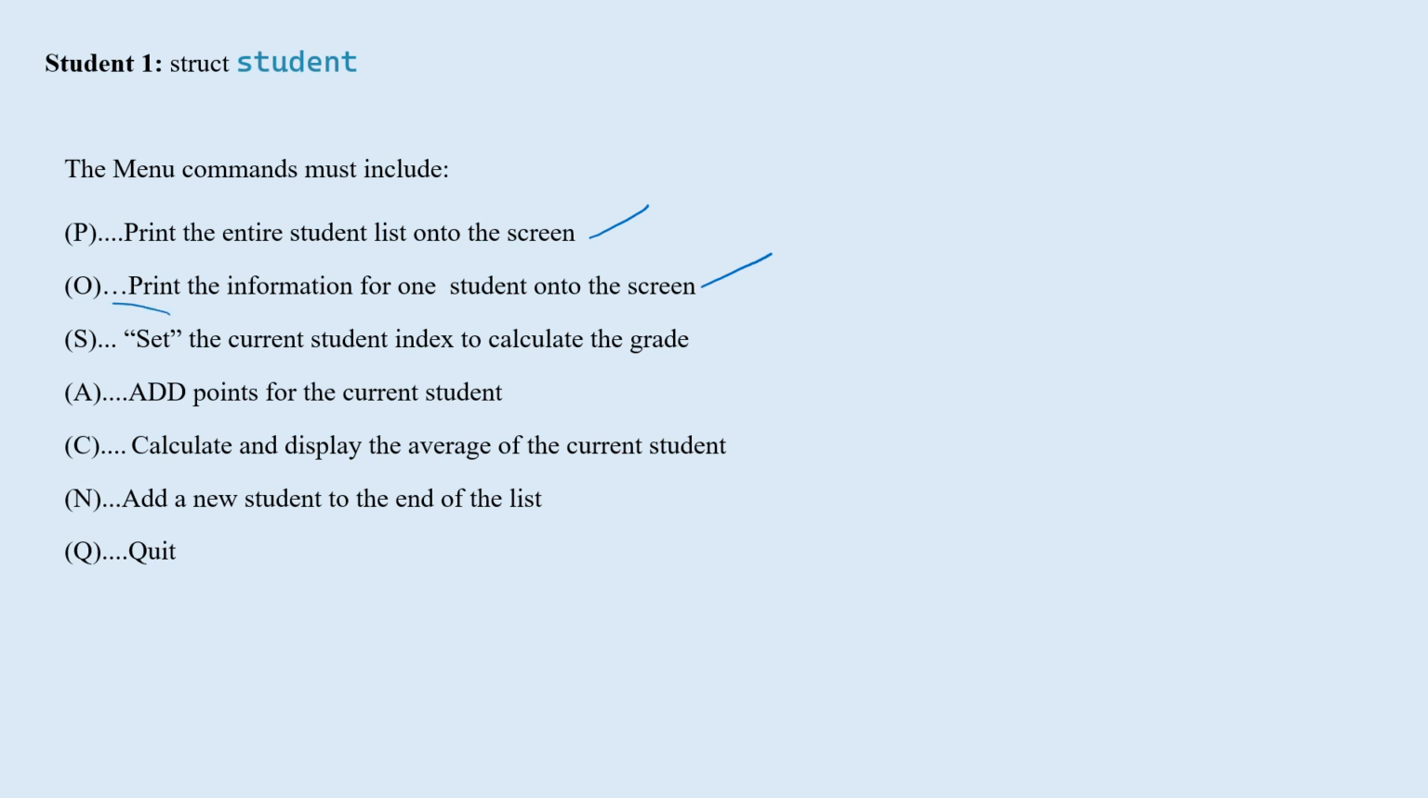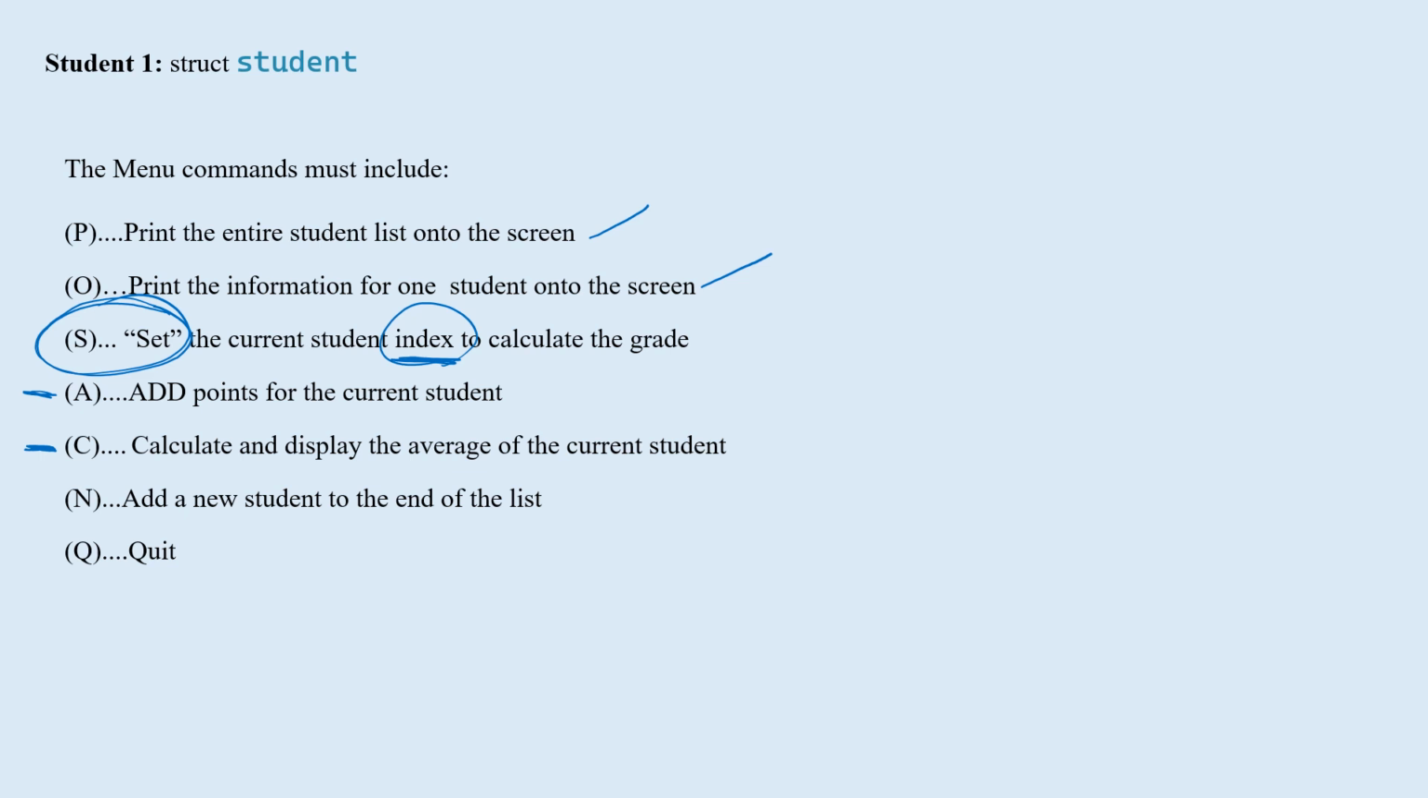You're going to have to select S because you have to pick which student you want to be using, and that's going to be based on the index. So you're going to have an array of structs, and you're going to be working with one student at a time. So you have to use S to select which of those students you want to work with. When you select the student, that's the student you will add points to. You will calculate and display the average. And you can continue just like in program 5 to add points and calculate the average until you pick S again to select a different index for a different student.